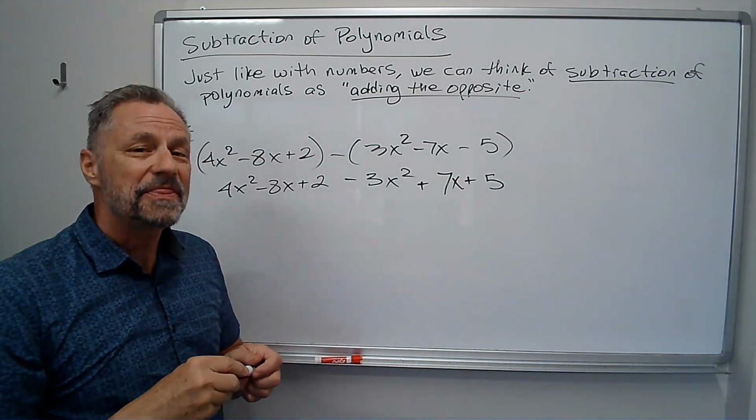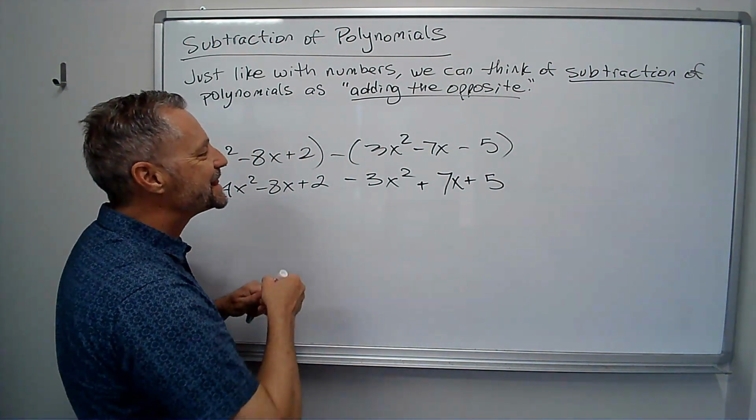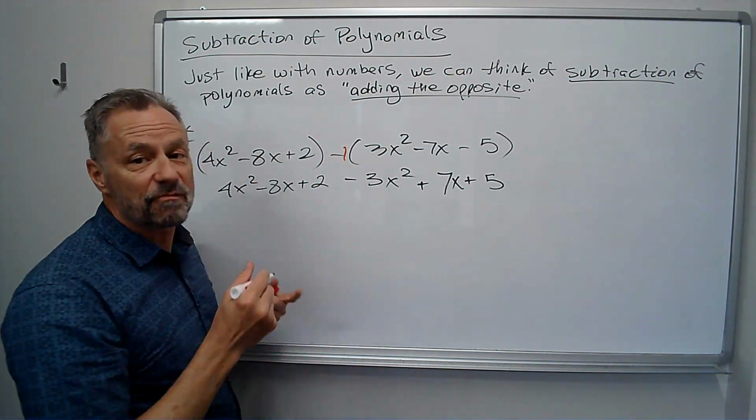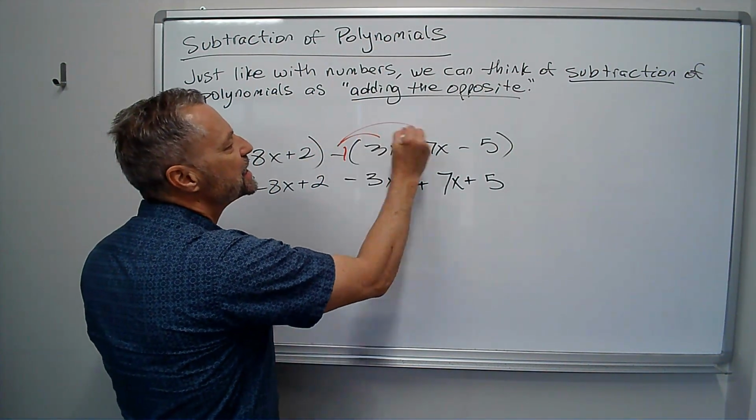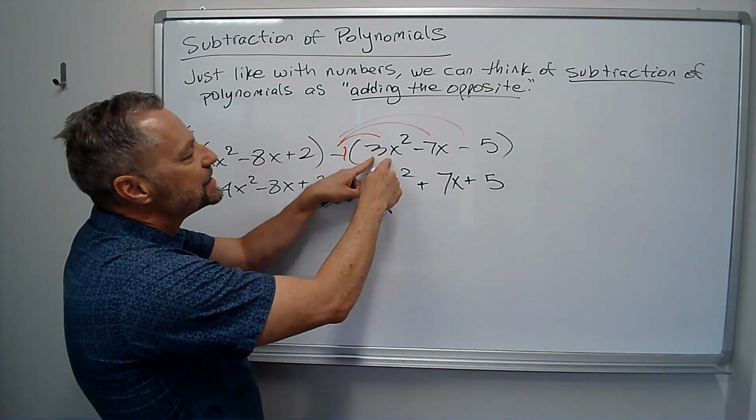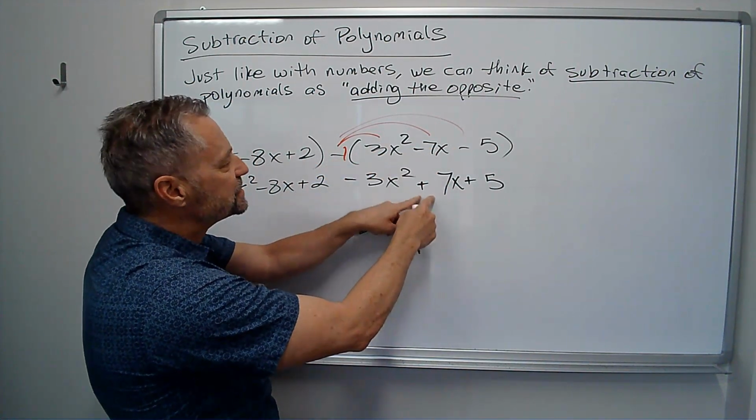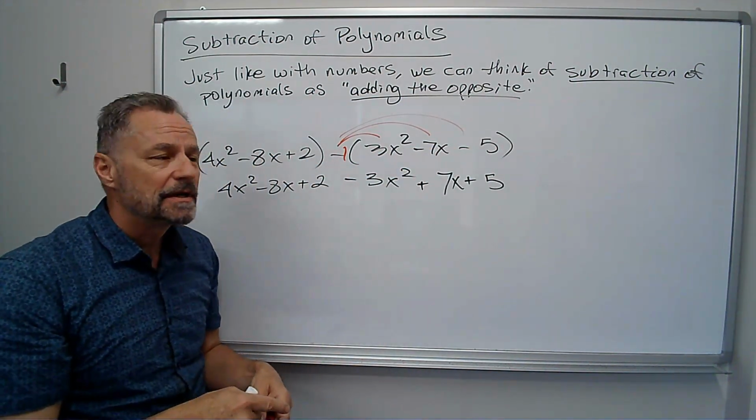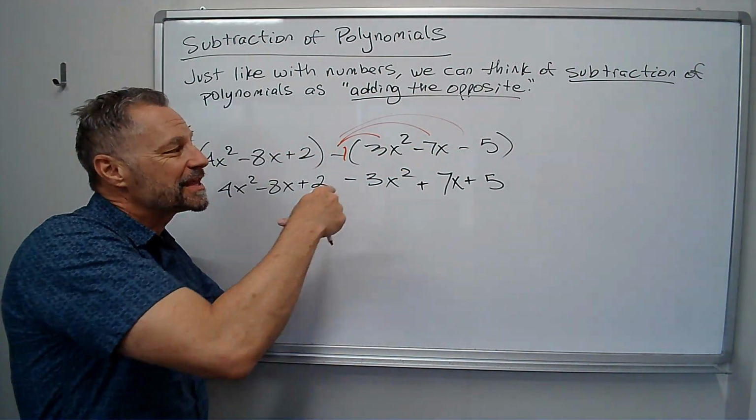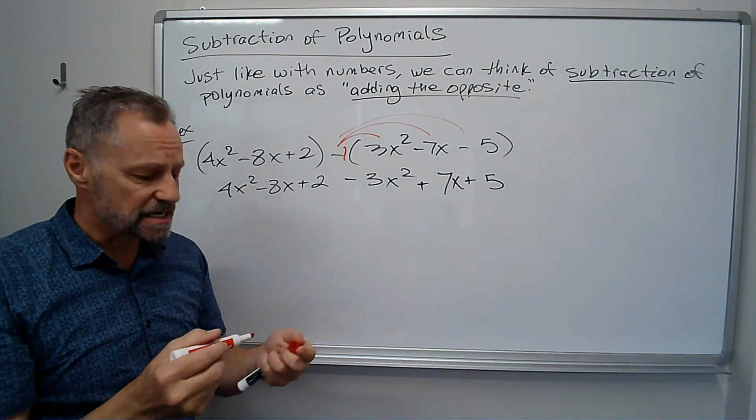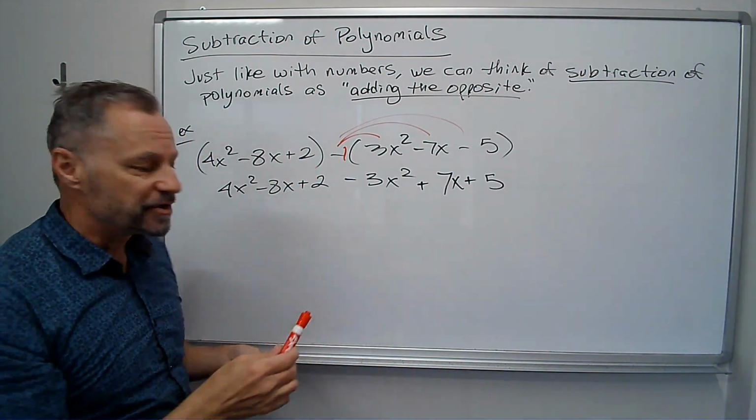Now, one thing my students like to do is think of this minus as a negative 1 and then distribute the negative 1. Oh, that becomes a negative 3x squared. That becomes a plus 7x. That becomes a plus 5. And that to them is easier than the opposite idea. It's just the idea of the distributive property.